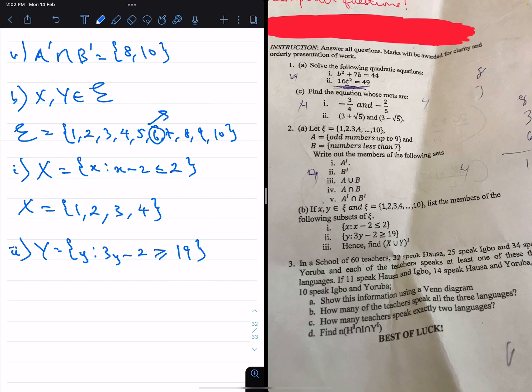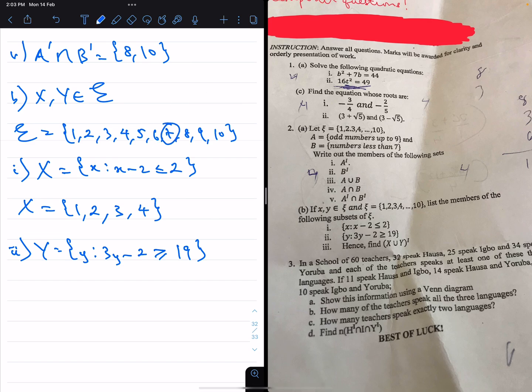We go to 6. 3 times 6 minus 2 is 18 minus 2, which is 16. 16 is not greater than or equal to 19. That means 6 is not an element of the set y.